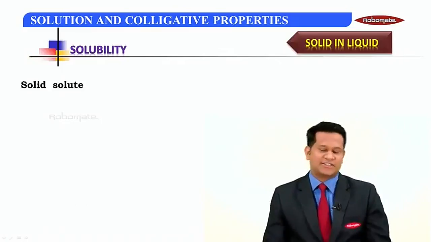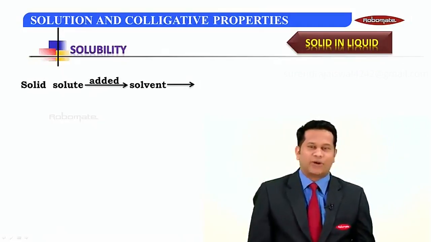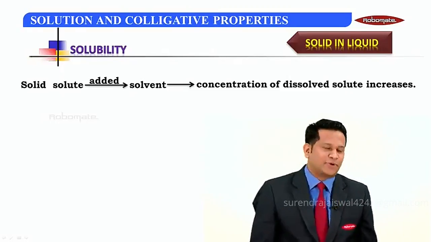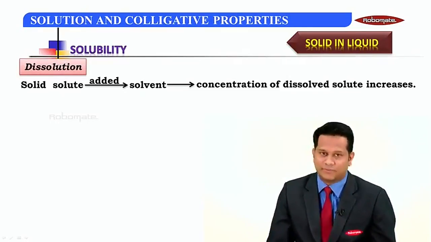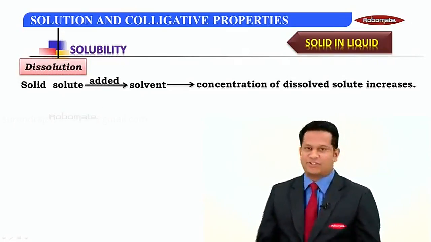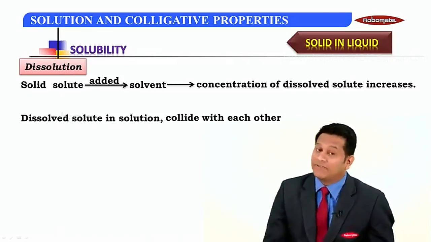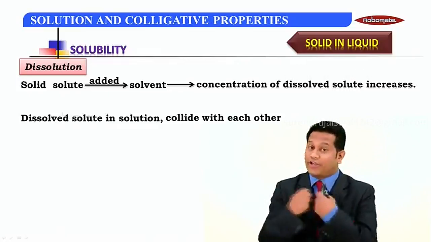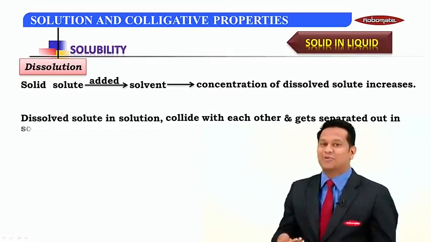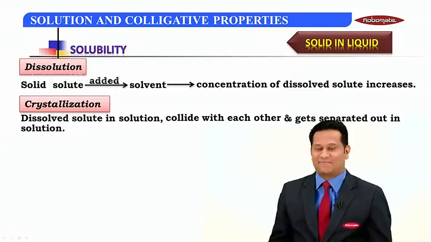If you take a solid solute and it is added to a solvent, say for example water, then what I observe is the concentration of the dissolved solute keeps on increasing, and this process is called dissolution. Now, the second observation is that when this concentration of dissolved solute increases, the dissolved solute particles start colliding with each other, and they will have a tendency to get separated out from the solution, and that is called crystallization.